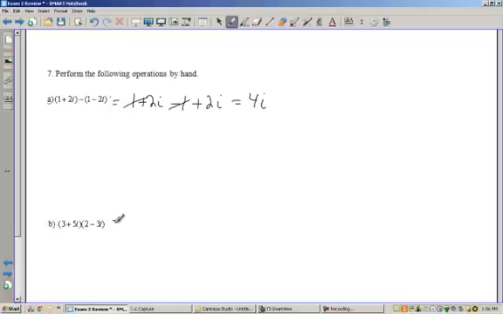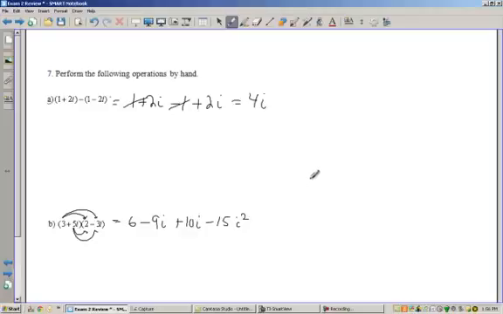Down here it's a little bit harder because you have to multiply this out. And so the idea is you multiply 3 times 2 and get 6. And then you multiply 3 times negative 3i and get minus 9i. And then 5i times 2, that's plus 10i, because 5 times 2 is 10. And then 5i times a negative 3i is minus 15i squared.